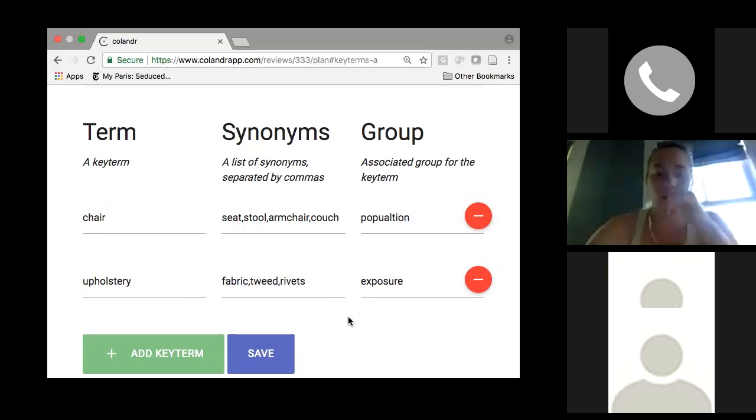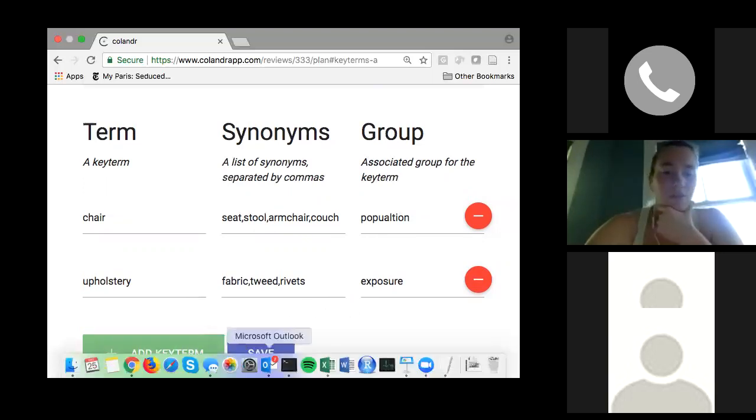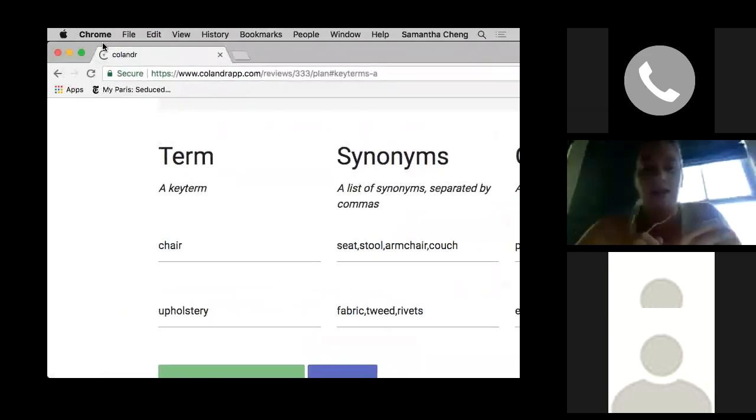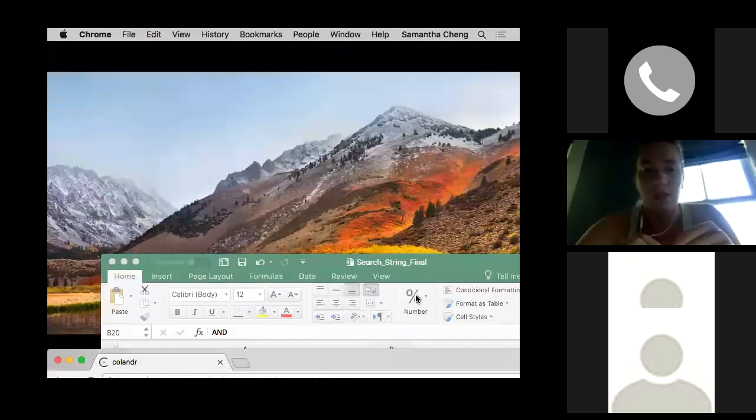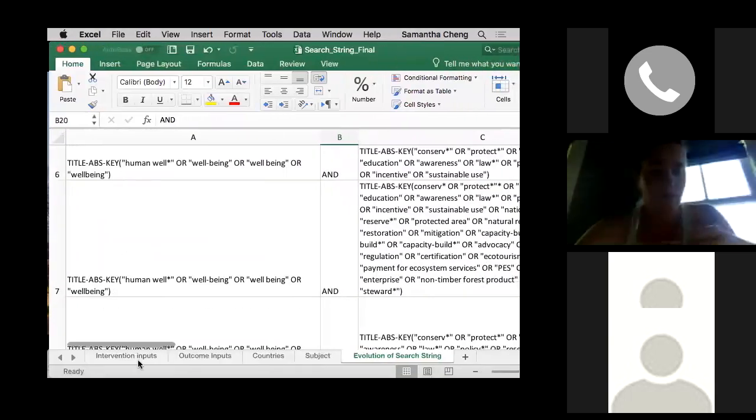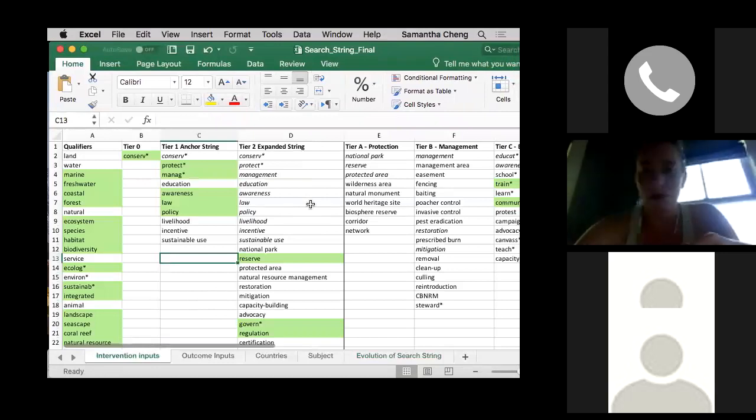I just had one really quick question. On one of the tabs in that spreadsheet, what is the difference between the search terms that are in italics and the ones that aren't? Does that mean anything? Yes. So you're talking about here?